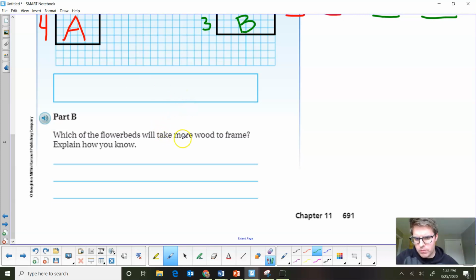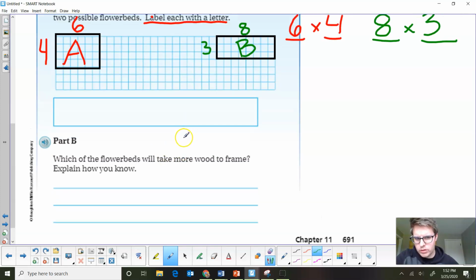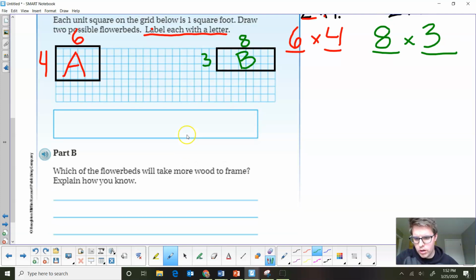Which of the flower beds will take more wood to frame? How do you know? Man, they love asking these questions that want you to explain. They're killing me, Smalls. Suck it up. Let's just do it. Get through it. Be a man about it. Or woman. Sorry, girls. Okay, so how are we going to know which one takes more wood to frame? Well, we're thinking frame, right? The outside. Sorry, you can't really see. Frame. The perimeter. So let's figure out which one has a bigger perimeter because that's going to take more wood.